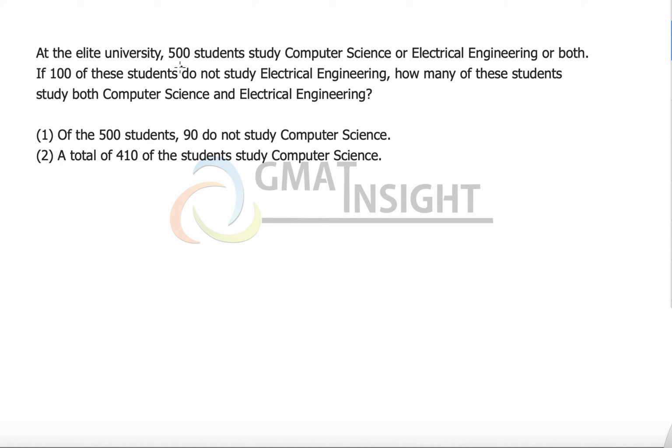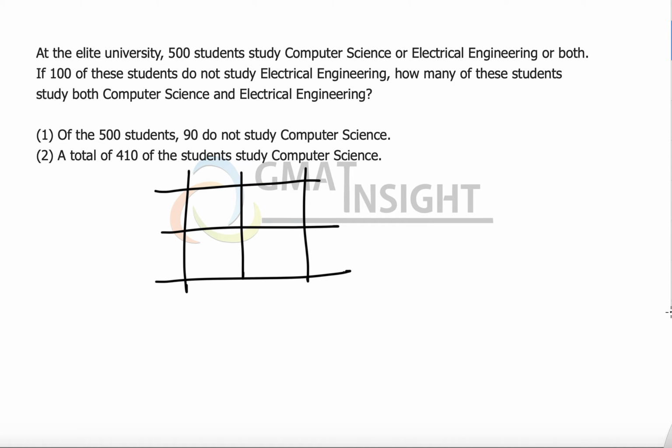At the elite university, 500 students study computer science or electrical engineering or both. So from the first line, it looks like it's a question of overlapping sets and there are two sets only. So I'm going to make a grid of 2 by 2. And here we have the grid.